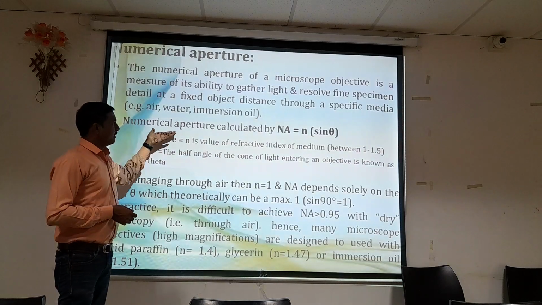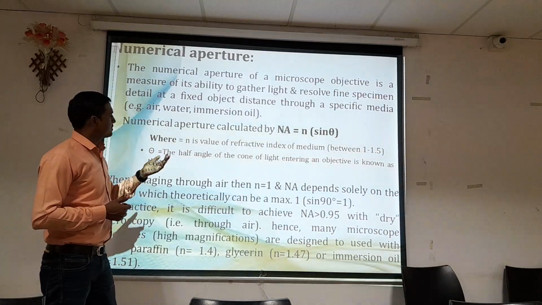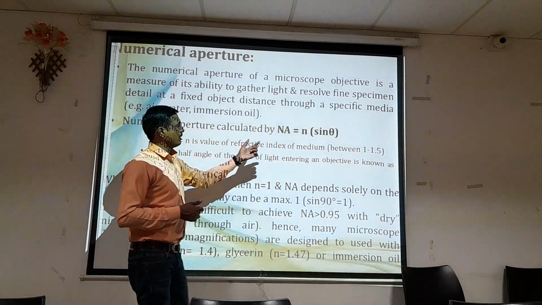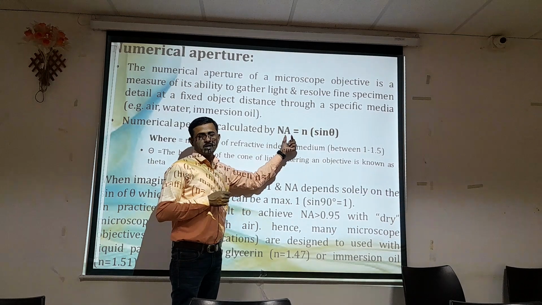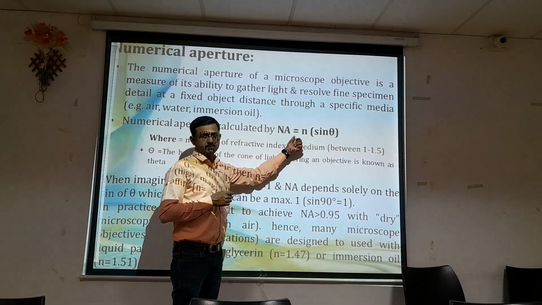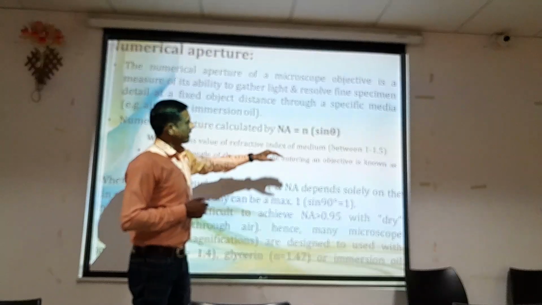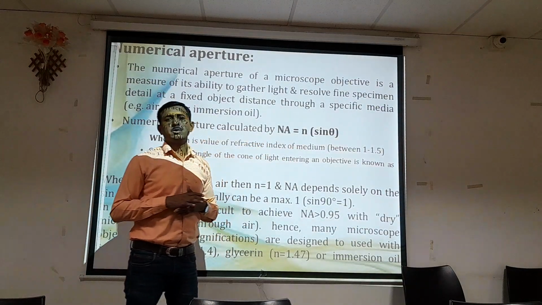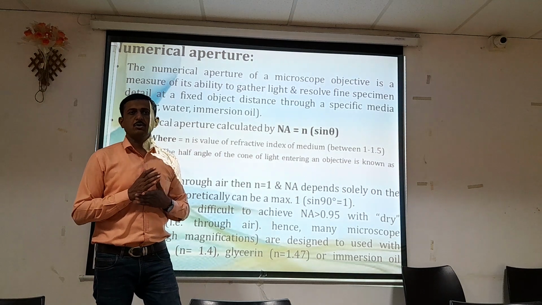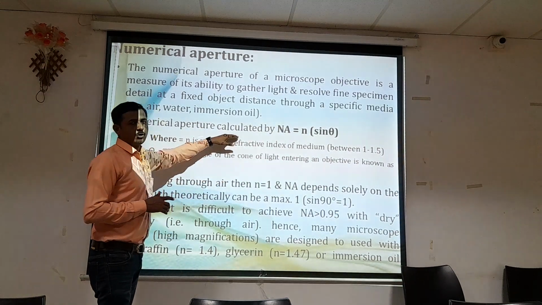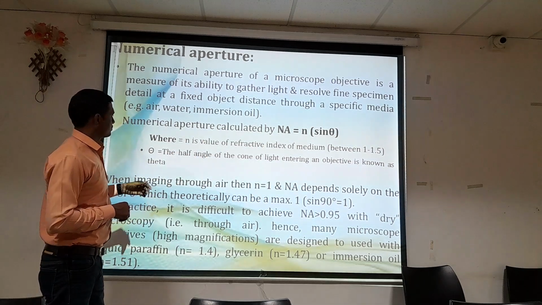The numerical aperture of a microscope objective can be calculated as NA, which stands for numerical aperture, is equal to n into bracket sin theta. By using this formula, we can calculate the numerical aperture value of the objective of our microscope.